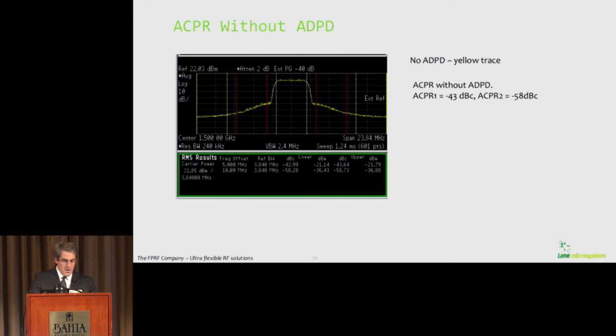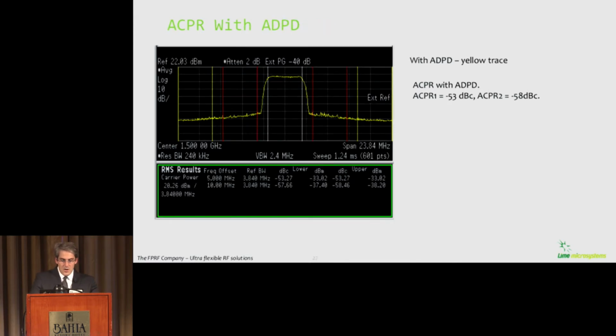These are the results. Before ADPD was started, ACPR was minus 43 dBc, and after predistortion has been completed, it was reduced to minus 53 dBc.